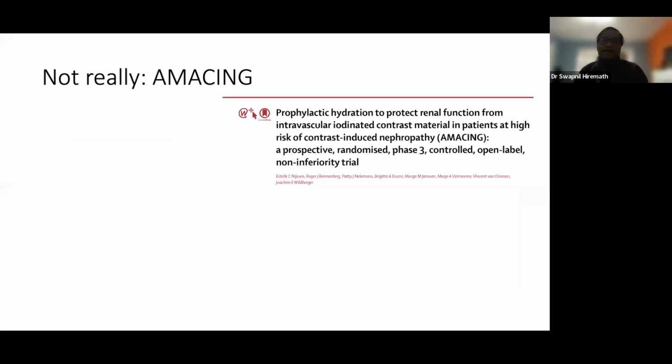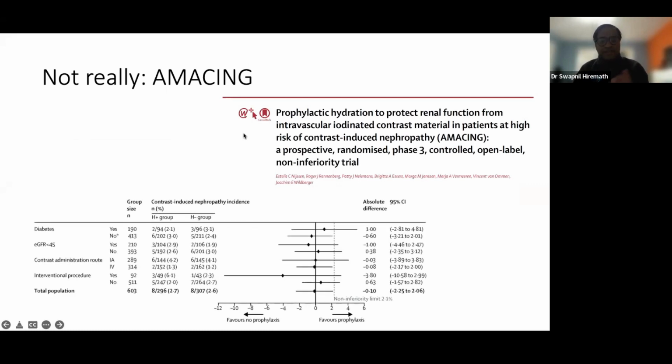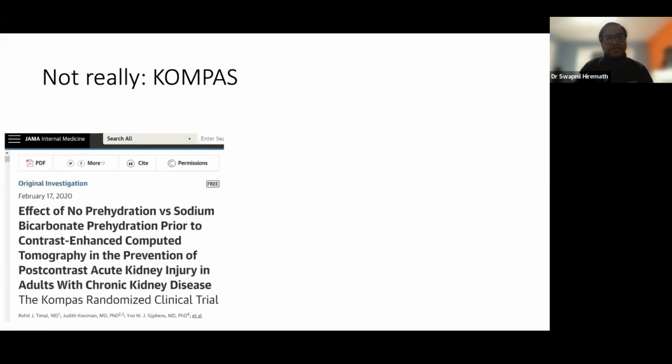Maybe not. So this was a trial called AMACING, done in the Netherlands. They took patients who had a GFR of greater than 30 and randomized them to getting intravenous volume or nothing. And as you can see here, in all these subgroups also, there was absolutely nothing. Eight patients in each group. And again, this tells you how uncommon AKI is. So only eight patients in each group got AKI, but there was no difference whether someone got volume or not. So in those with GFR above 30, AMACING showed that it didn't work.